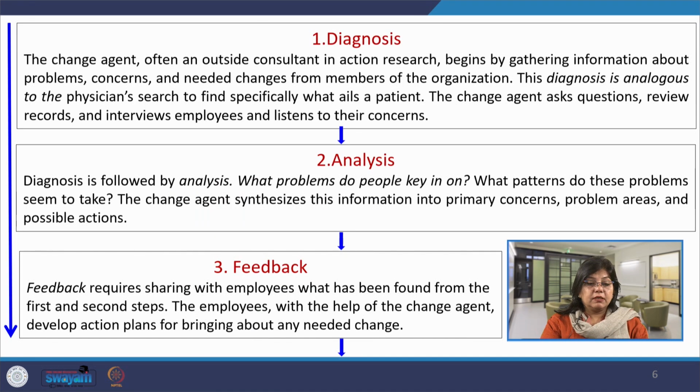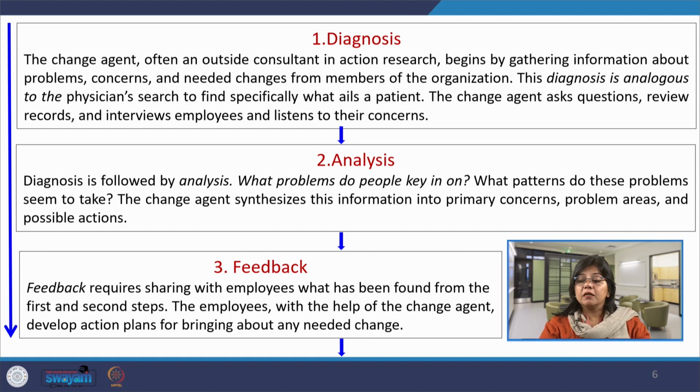The first is diagnosis. So, the change agent, often an outside consultant in action research, begins by gathering information about problems, concerns and needed changes from members of the organization. And this is possible only through questionnaires, interviews and reviews that any change agent will collect from the organization, which is very much analogous to a physician who searches for a particular pill for a patient who is ailing. That means it is a particular prescription that any physician will prescribe to the patient.